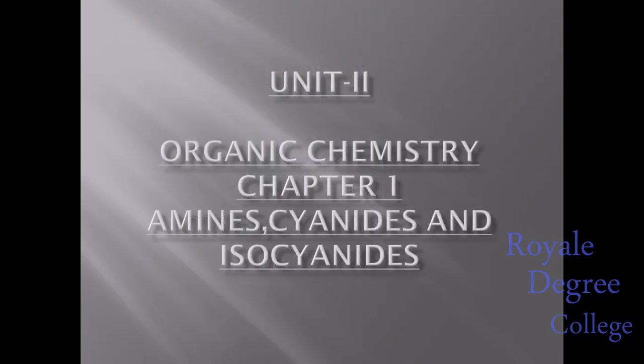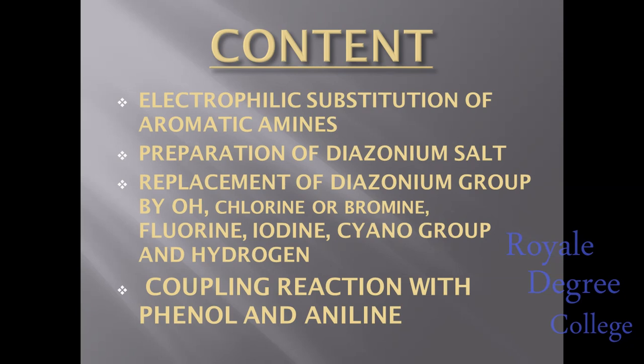In Unit 2, Organic Chemistry, Chapter 1, Amines, Cyanides and Isocyanides. Today we'll see electrophilic substitution of aromatic amine, preparation of diazonium salt, replacement of diazonium group by OH, chlorine or bromine, fluorine, iodine, cyano group and hydrogen. Coupling reaction with phenol and aniline.